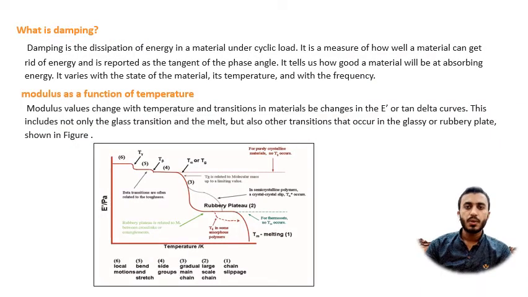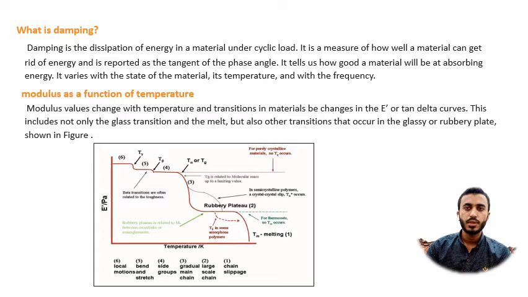Now let's discuss what is damping. Damping is the dissipation of energy in a material under cyclic load. It is a measure of how well a material can get rid of energy and is reported as the tangent of the phase angle. It tells us how good a material will be at absorbing energy. It varies with the state of the material, its temperature and with the frequency.